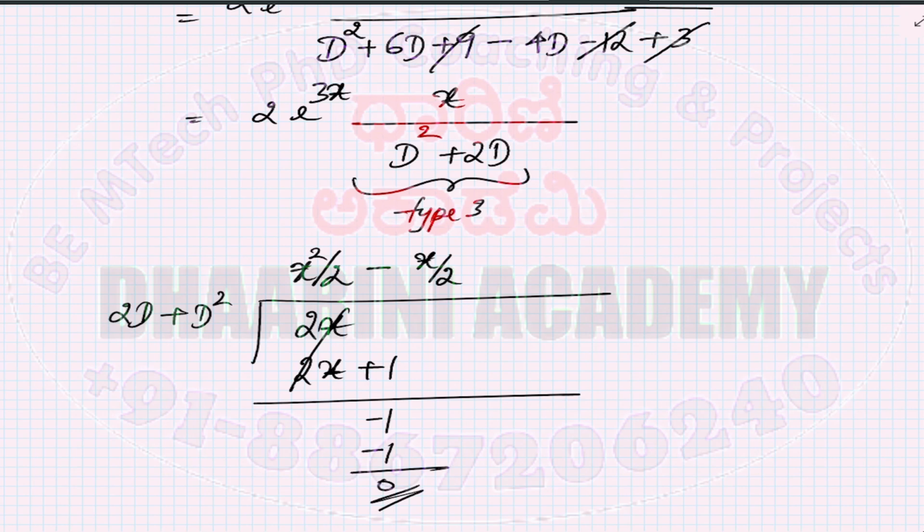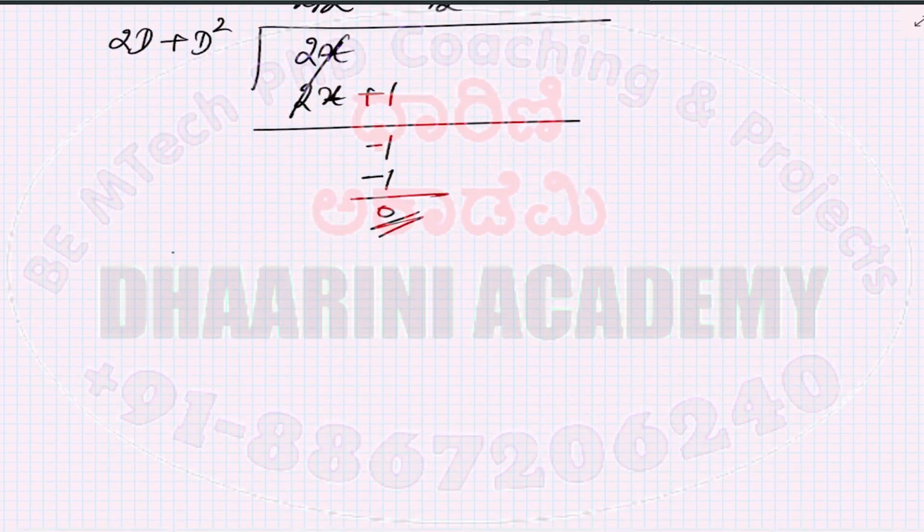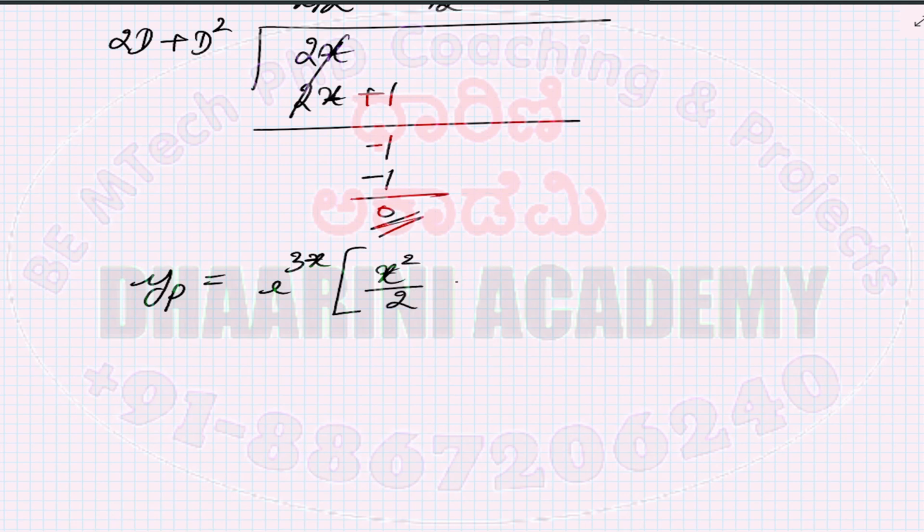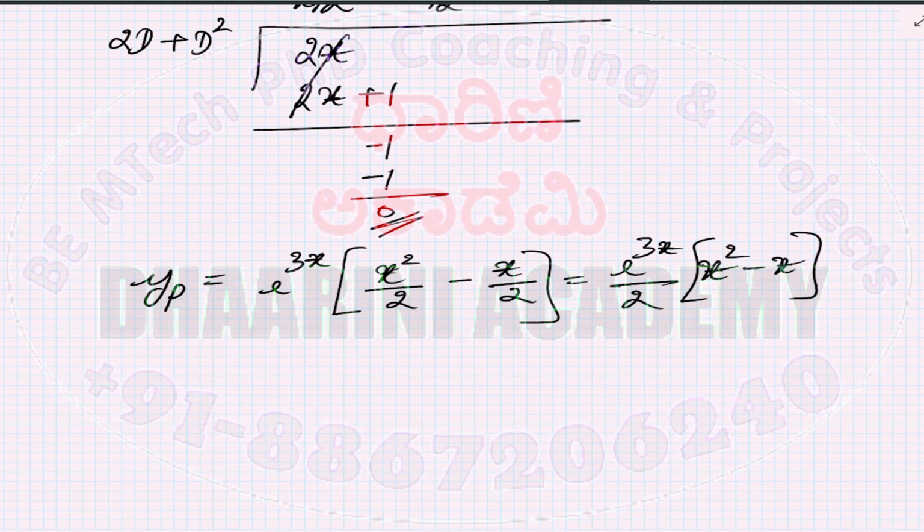Alright, so using this, now we can write the yp first. Therefore yp is equal to, we can see that we earlier had the e to the 3x outside, which should be multiplied with this particular term, that is x square by 2 minus x by 2. So I can rewrite this as e to the 3x by 2 into x square minus x, or even x can be taken out, you can write it as x into x minus 1. Alright, that's the yp.